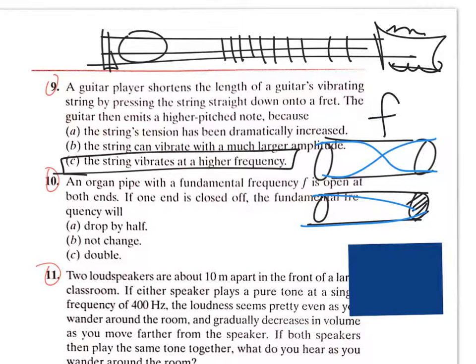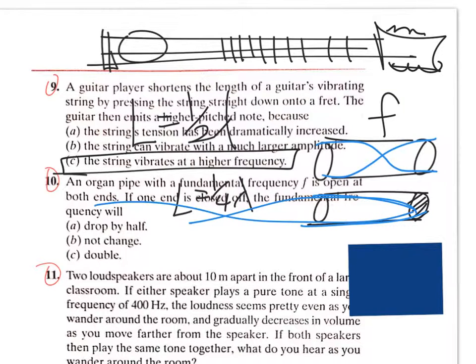This is some frequency F, and we know, what was it? The length of the column was half of a wavelength, and then over here, the length of the column is a fourth of a wavelength. So if this wavelength is longer, a bigger wavelength, it means it has to have a smaller or lower frequency. So the wavelength increases, the frequency decreases. So it would drop by half. This organ pipe would have a wavelength that is twice this, so a frequency that is half.